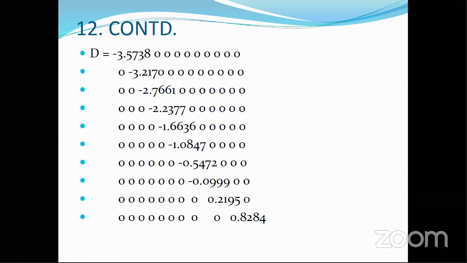One solution, this 0.8284, of course, the energy in dimensionless terms will be minus 0.8284. This is your ground state energy, and the first excited state energy is minus 0.2195. I think I am clear to everybody.